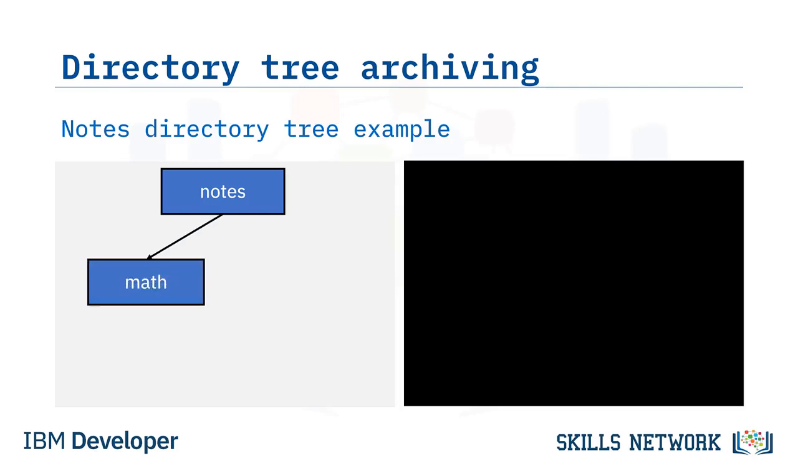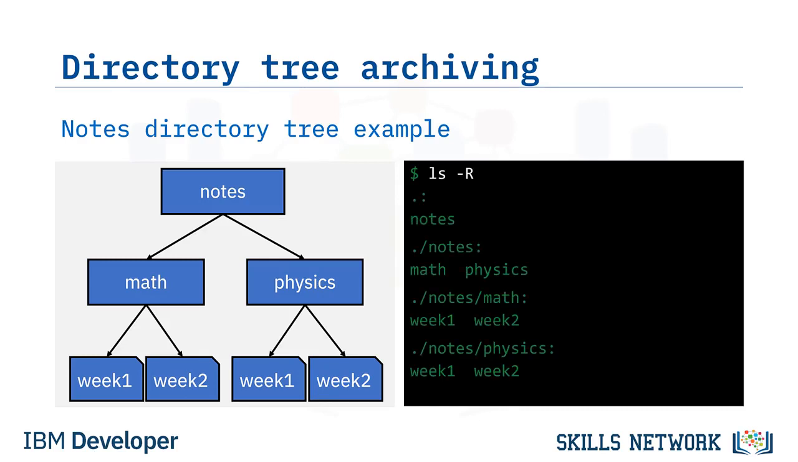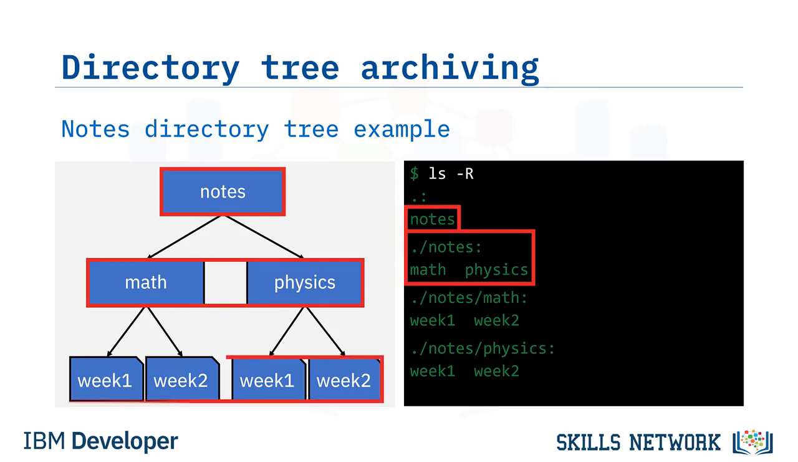It contains 2 subfolders called Math and Physics, each of which contains files called Week 1 and Week 2. Using the ls command with the -R option, you can recursively list all the directories and files in your current directory tree. You can see the correspondence with the graphical representation of the tree, starting with the parent notes directory, the Math and Physics subdirectories, and the Week 1 and Week 2 files within the Math and Physics folders.